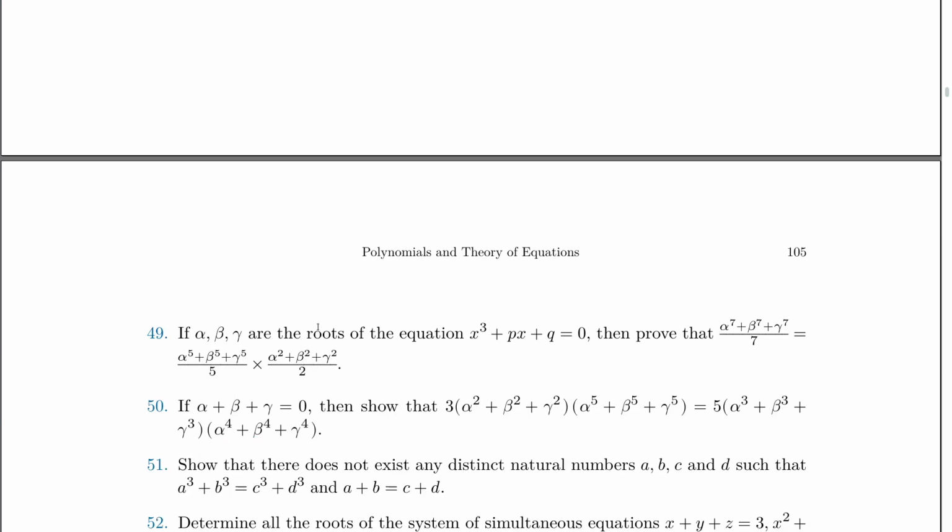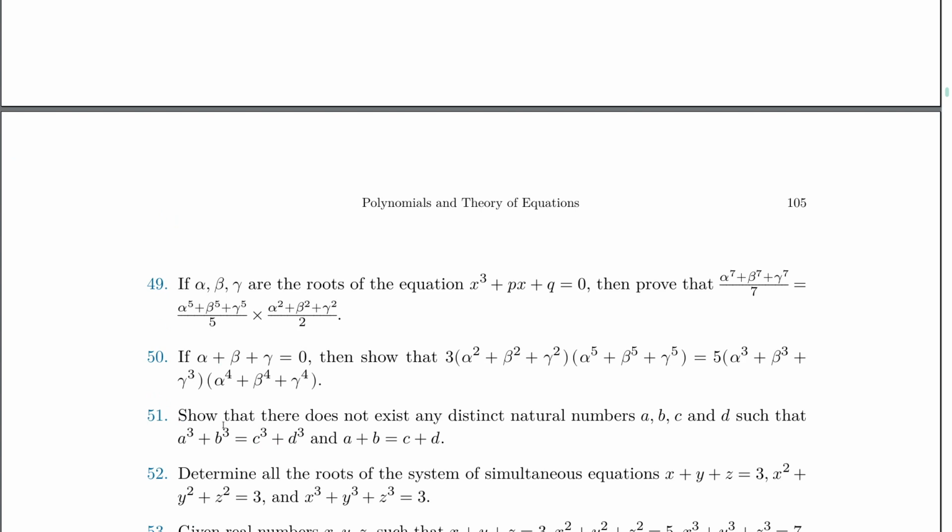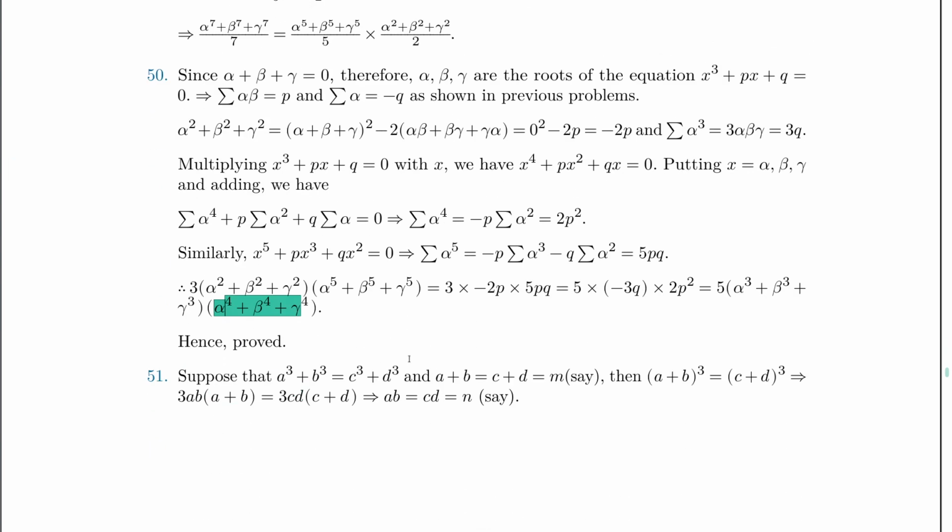So this was question number 50. We solved question 51. Show that there does not exist any distinct natural numbers a, b, c, and d such that a cube plus b cube is equal to c cube plus d cube and a plus b is equal to c plus d. So we are given that a cube plus b cube is equal to c cube plus d cube and a plus b is equal to c plus d.